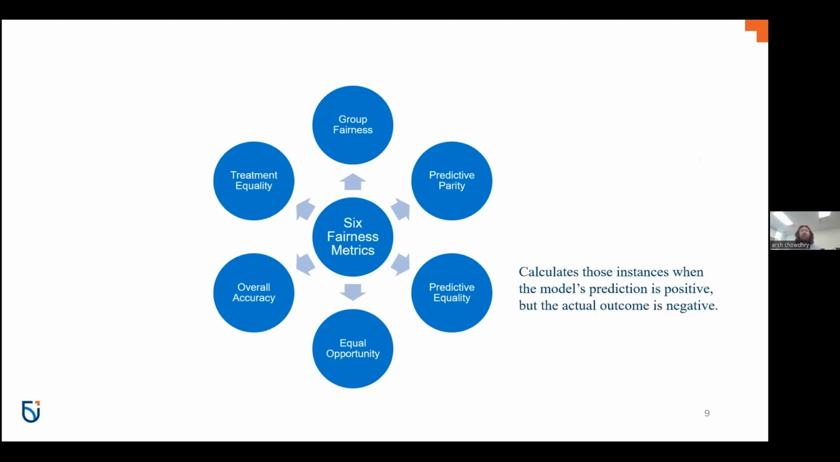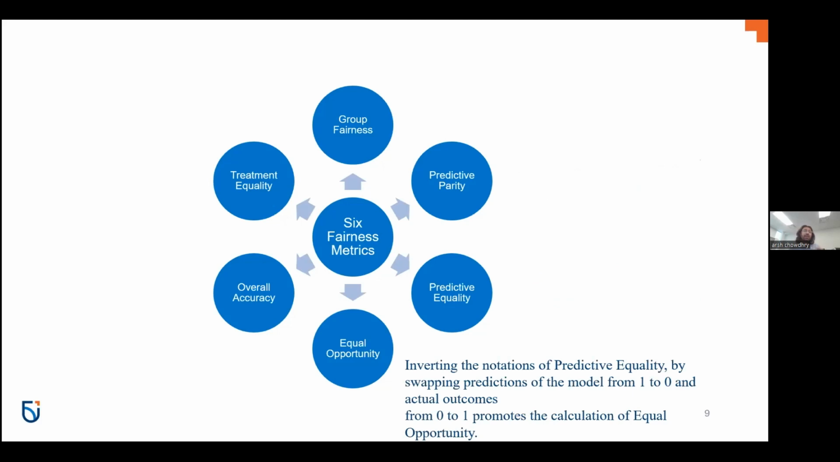Then predictive equality calculates those instances when the model's prediction is positive but the actual outcome is negative. And a society may face serious repercussions for having a high false positive rate in the predictions. Then in equal opportunity, if we invert the notations of predictive equality by swapping the predictions of the model from positive to negative and the actual outcome from negative to positive, we can calculate the equal opportunity.